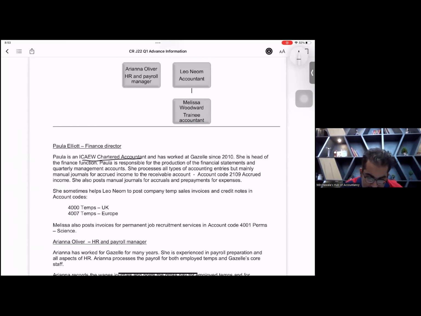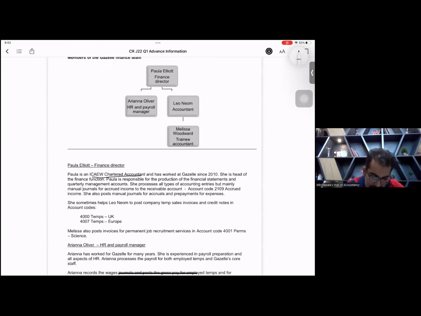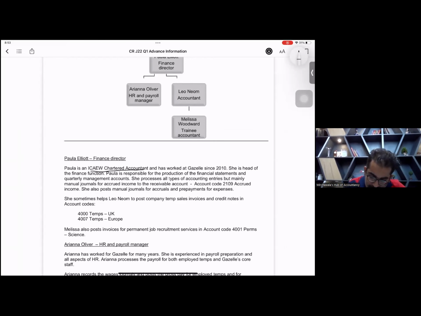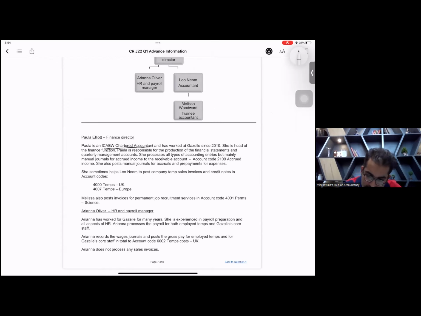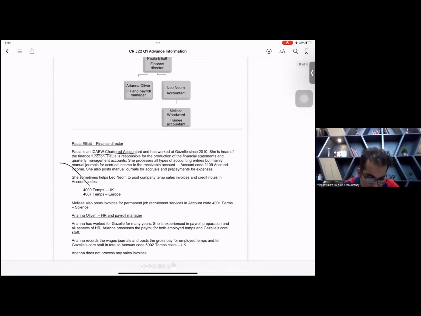The second lady is Arina Oliver. Arina has worked for Gazelle for many years. She's experienced in payroll preparation and all aspects of HR. Arina processes payroll of both employed temps and Gazelle core staff. Arina records the wages journal and posts gross pay for employed temps and Gazelle core staff, total 6002. Now this is the responsibility of Leo.